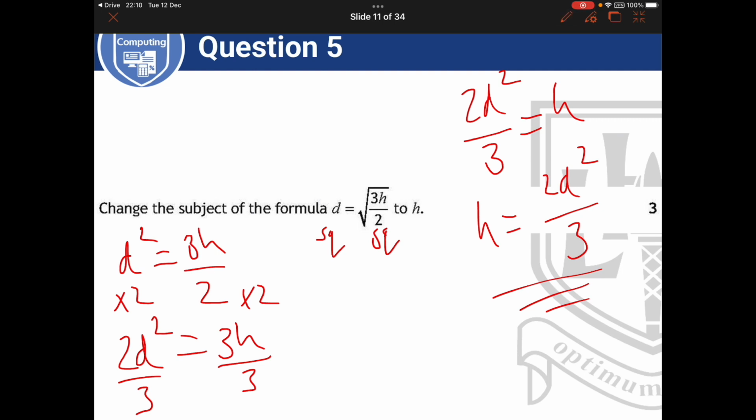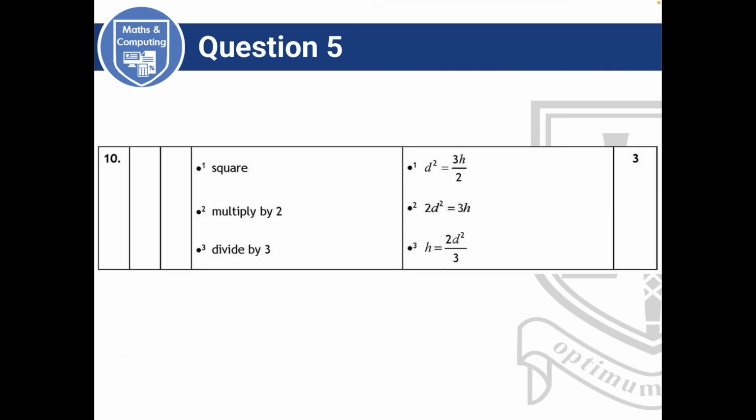3 marks there. Let's have a look and see. So 1 for getting rid of the square, i.e. squaring both sides, 1 for multiplying both sides by 2, and then the last one for dividing by 3. So basically a mark for each operation.